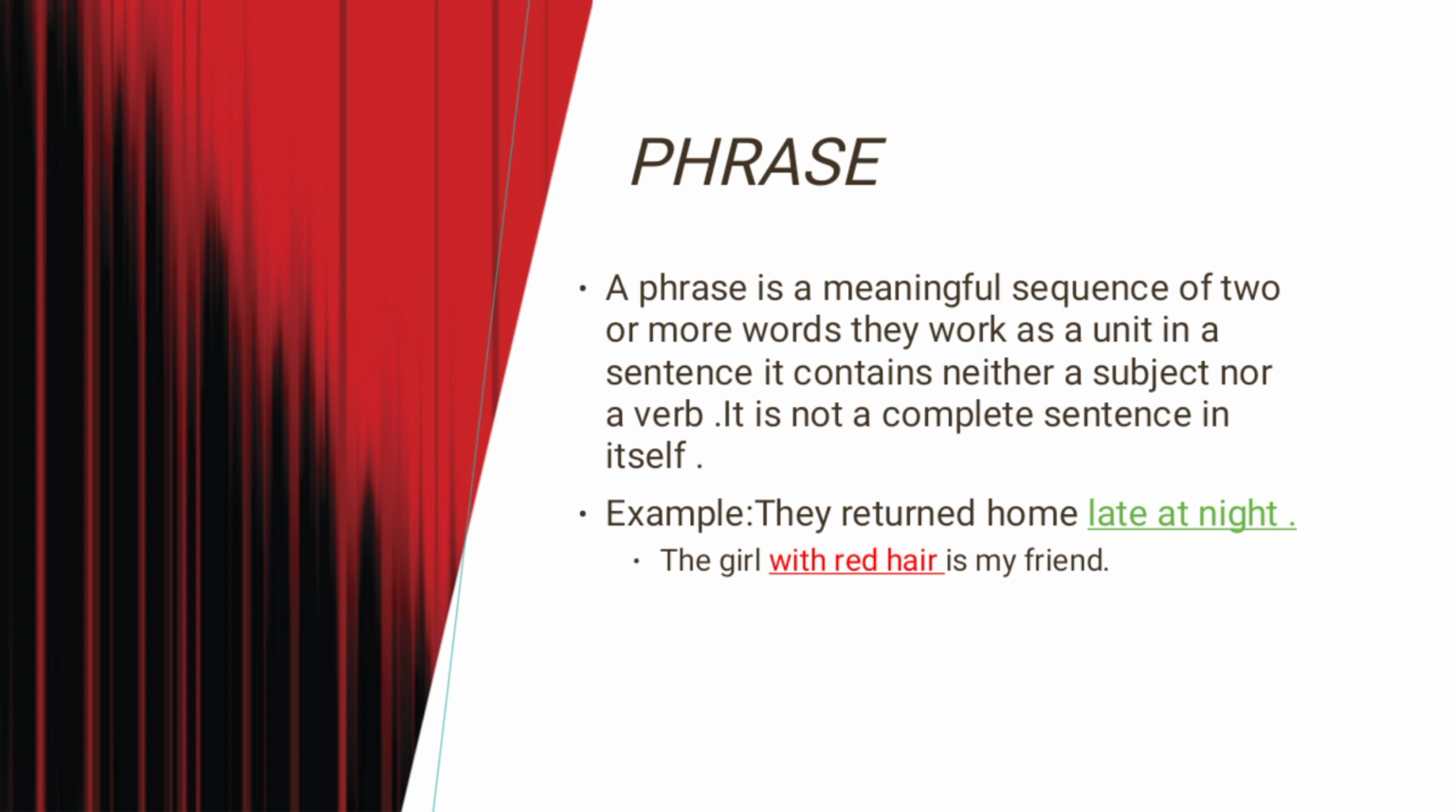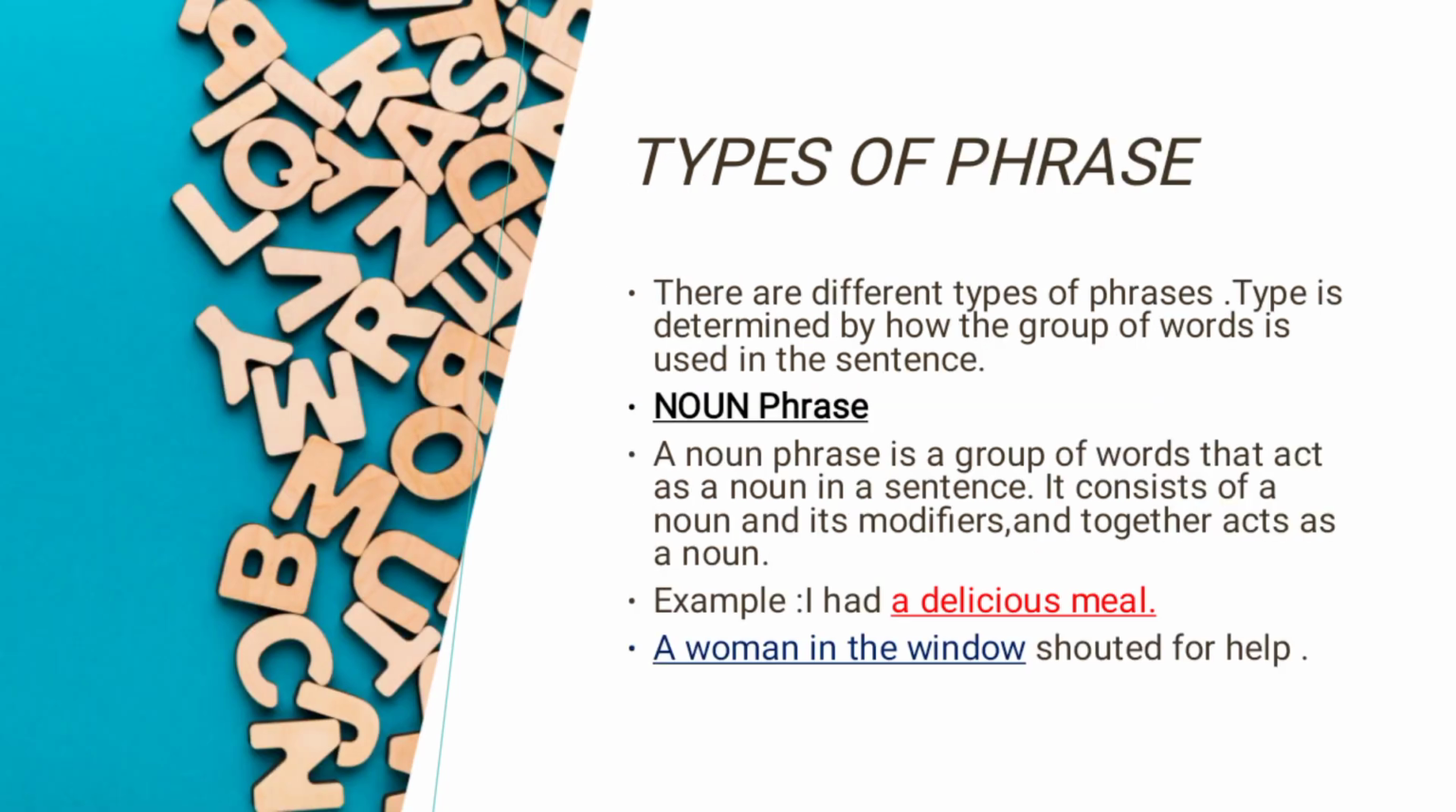Now, we are going to look at some common types of phrases in English grammar, like how phrases function in a sentence. A phrase can function as a noun phrase, verb phrase, prepositional phrase, infinitive phrase, participle phrase, and gerund phrase as well. Now we are going to look at these common types of phrases one by one. First of all, we're going to look at the noun phrase.